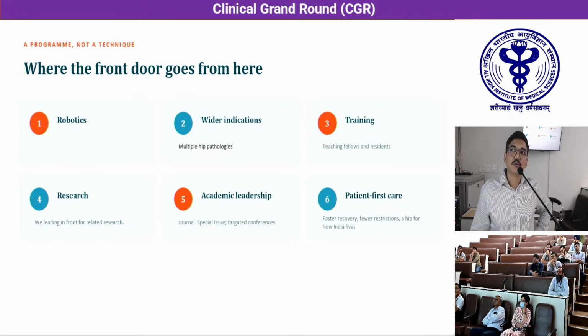So where we are right now, we have integrated robotics into it. We have widened the indications. We are training the fellows and residents. We are doing research and leading the research. All the data published so far that I have shown you was collected from AIIMS only. For academic leadership, we are targeting conferences and running special issues, and more important is patient first care. We are primarily focusing on the early recovery of these patients because they are relatively young, and the first 3 months also matter.